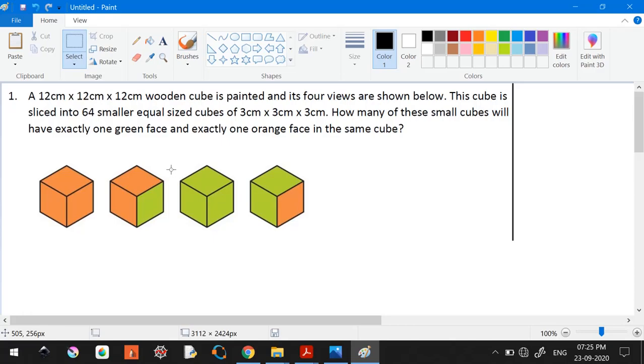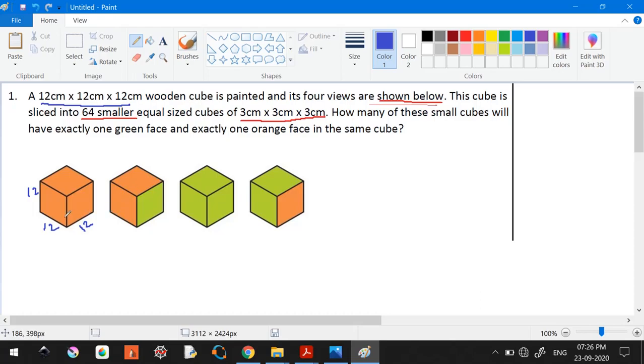So the question is, a 12 centimeter by 12 centimeter by 12 centimeter wooden cube is painted and its 4 views are shown below. This cube is sliced into 64 smaller equal sized cubes of size 3 centimeter by 3 centimeter by 3 centimeter. Earlier it was 12 by 12, which means length is 12, width is 12, and the height is also going to be 12.